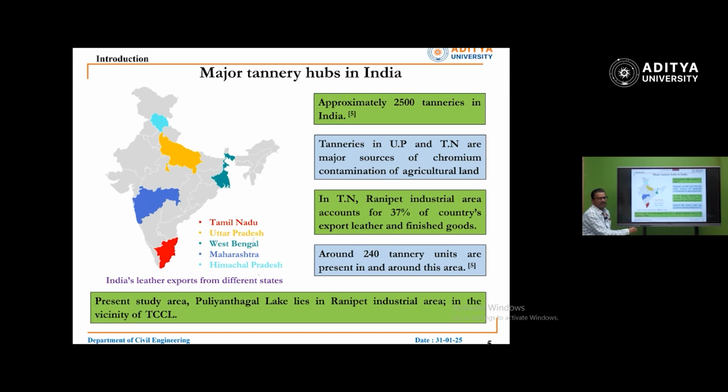Now specifically this case study is in the Ranipet industrial area in Tamil Nadu. This Ranipet industrial area accounts for almost 40% of the leather export from our country, and almost 240 tanneries are present in and around this same industrial belt. In this belt, we are going to talk about a small lake which is continuously receiving industrial effluents.